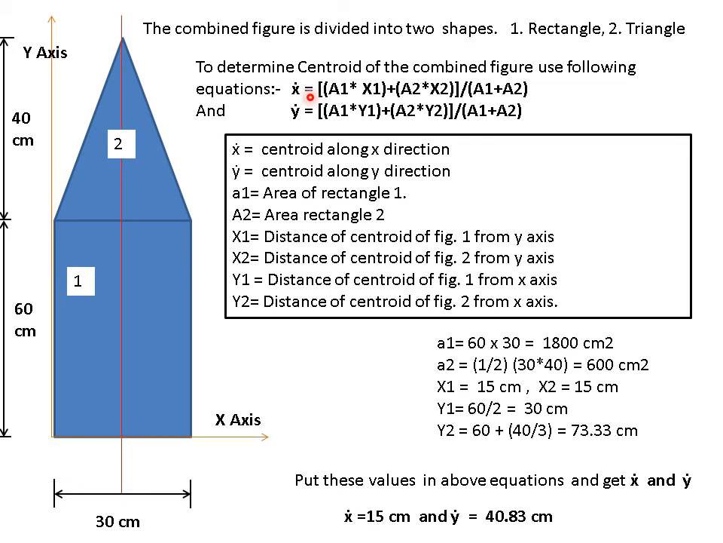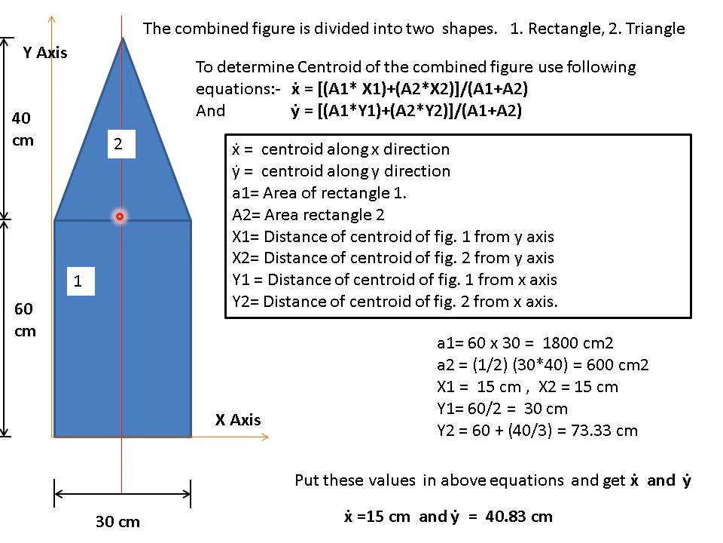So again x bar is equal to a1x1 plus a2x2 divided by a1 plus a2, and y bar is equal to a1y1 plus a2y2 divided by a1 plus a2. Let us say a1: again I am calling this rectangle the first figure and the triangle the second figure. The area of the rectangle is height multiplied by width. So it is 60 multiplied by 30.